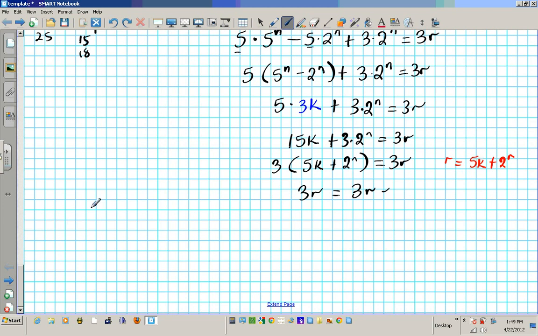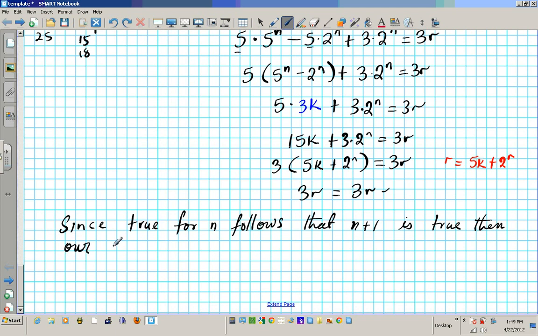So let's write down our concluding remark. Since true for n follows that n plus 1 is true, then our original statement is true for n greater than or equal to 1.